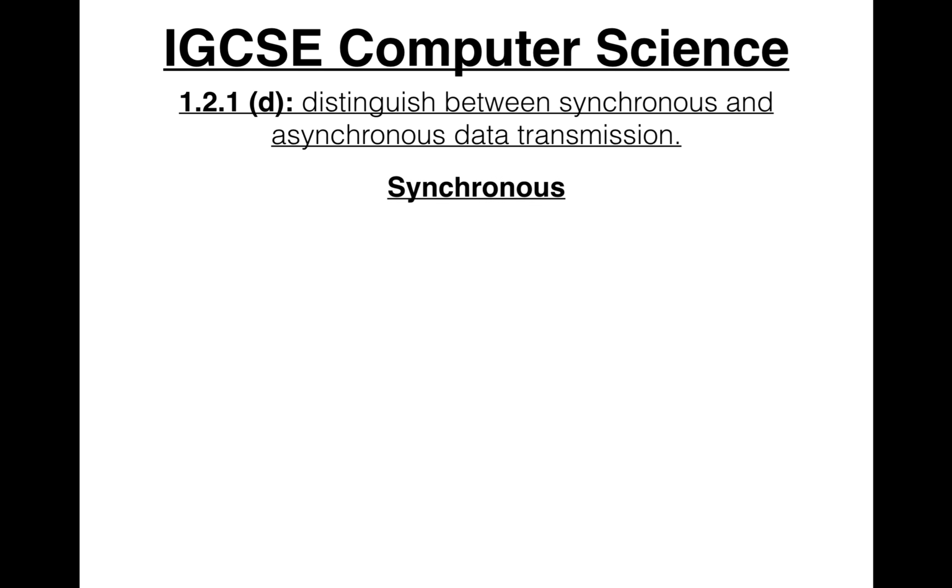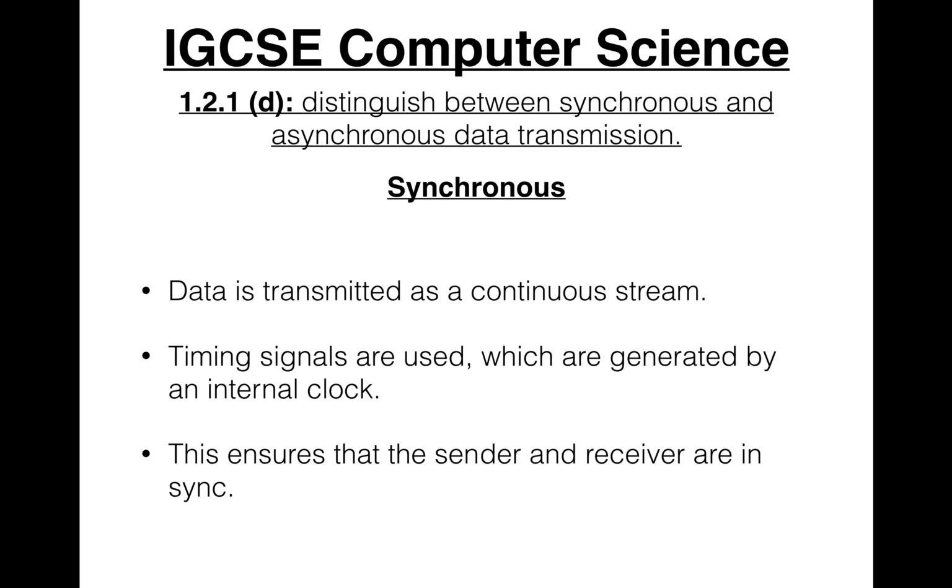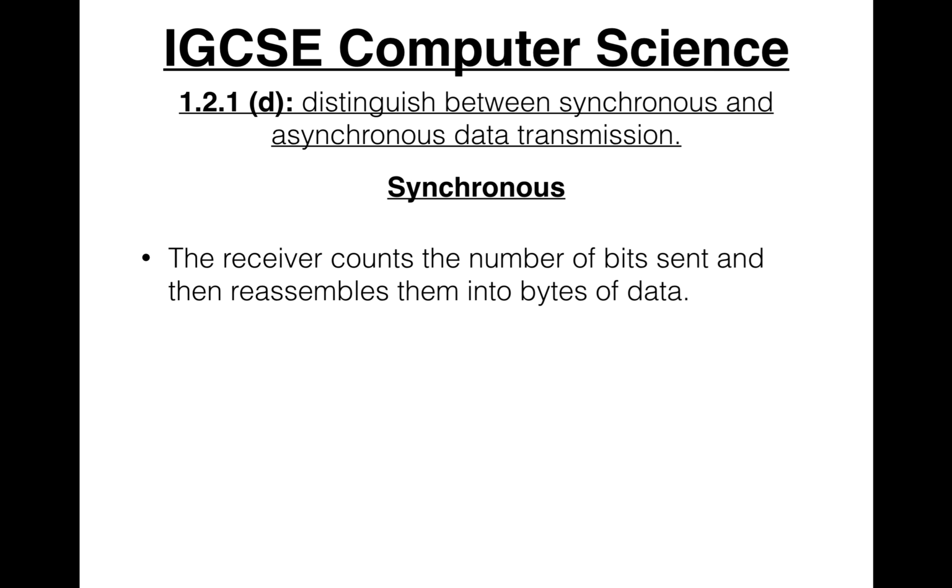So let's start with synchronous. Synchronous data transmission is data which is transmitted as a continuous stream. The way this is done is that timing signals are used, which are generated by an internal clock, and this ensures that the sender and receiver are in sync. So this is all about the timing of the bits being sent, and the receiver will count the number of bits sent and then reassemble them into bytes of data.